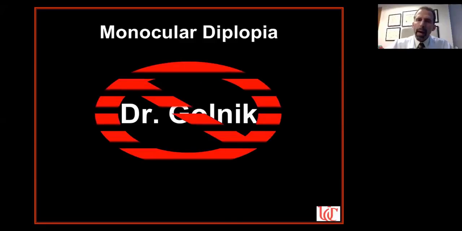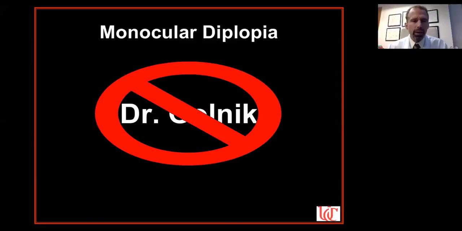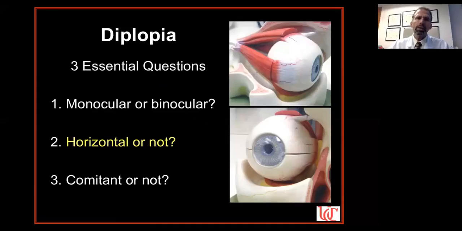But the bottom line with monocular double vision is don't send that patient to a neuro-ophthalmologist and don't start measuring alignment and so on, because this is not going to be a problem with ocular misalignment. And it's not going to be caused by a neurologic problem. So the rest of this talk will concentrate on binocular double vision, meaning it goes away when I cover my left eye, it goes away when I cover my right eye. It's only there with both eyes open.